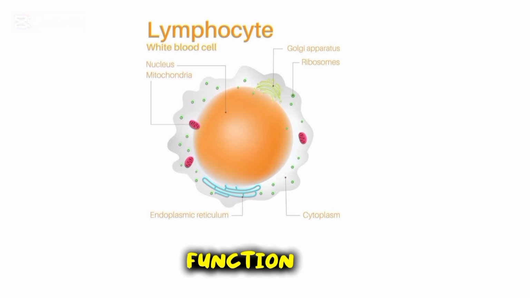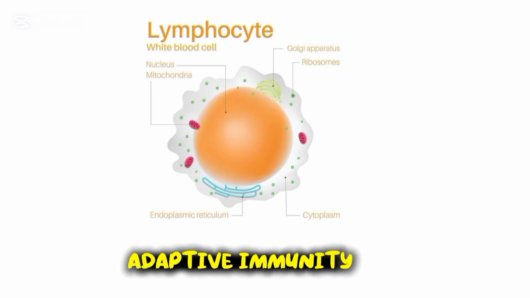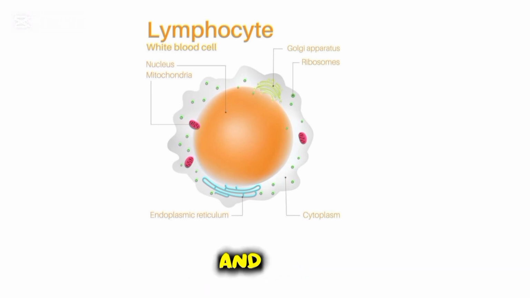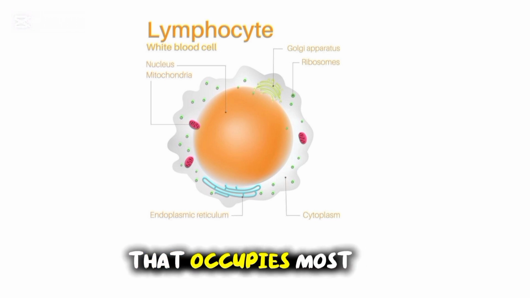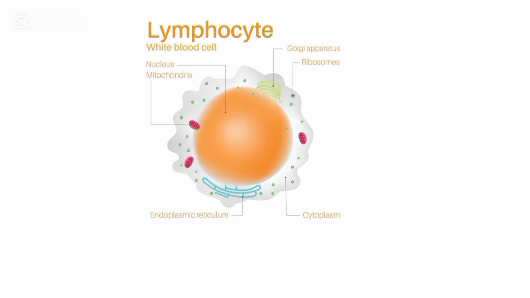Lymphocytes. Function: key players in adaptive immunity, including T cells, B cells, and natural killer cells. Shape of nucleus: large, round nucleus that occupies most of the cell.